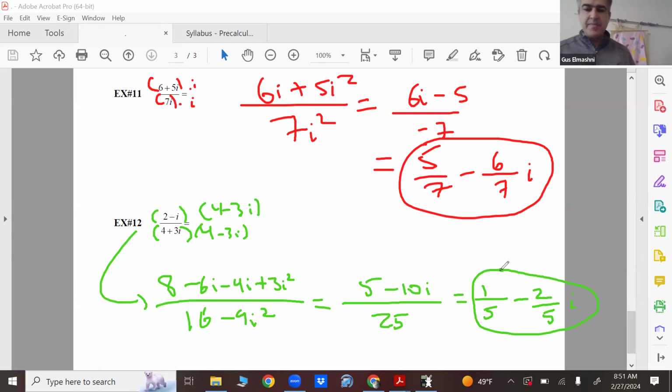That's what I get, guys. After I simplify, I get 1/5 minus 2/5 i. When you work out the top, make sure you foil it correctly. Chaos can happen. We're human. It's totally fine. But you should not get any i's on the bottom. You should not get any i's at all.